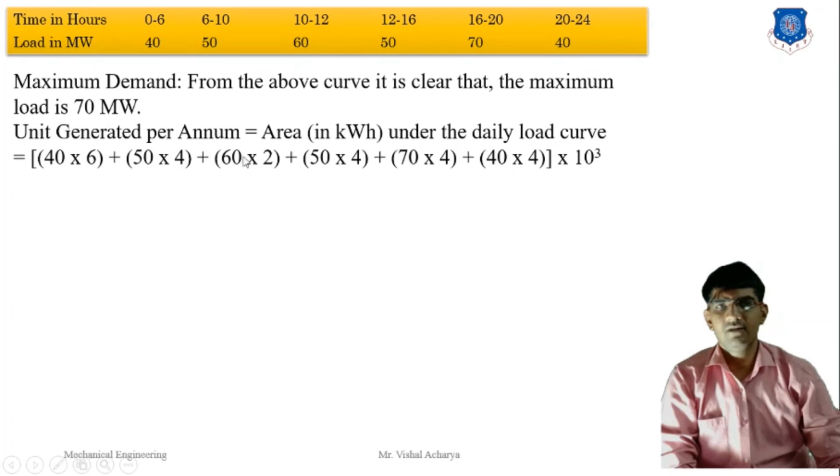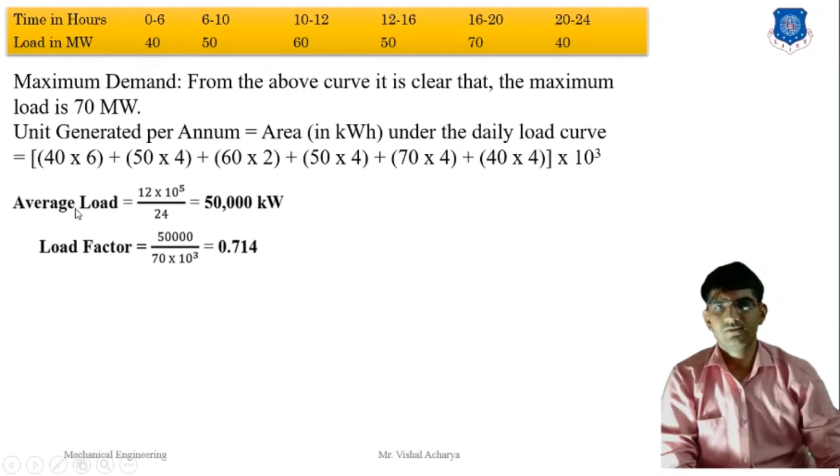Units generated per annum is equal to the area in kilowatt hour under the daily load curve. Here 40 times 6, plus 50 times 4, plus 60 times 2, plus 50 times 4, plus 70 times 4 for 16 to 20 hours, plus 50 times 4 for 20 to 24 hours. The 10 raised to 3 converts megawatt to kilowatt.